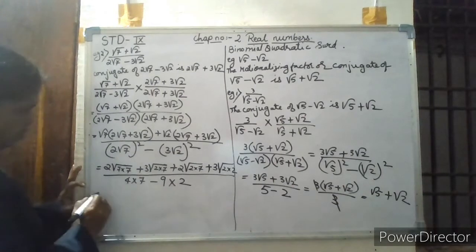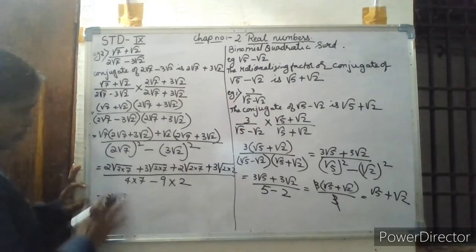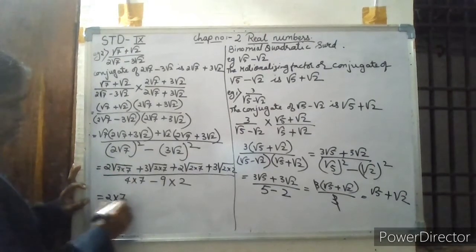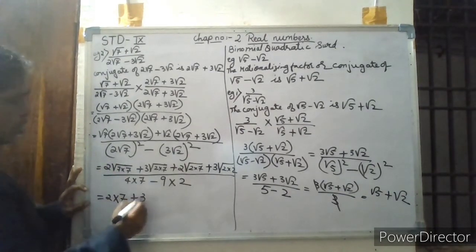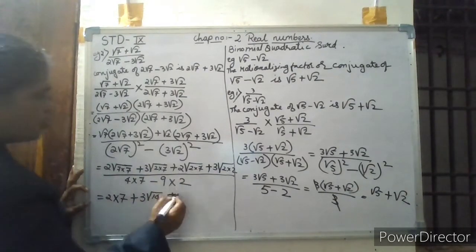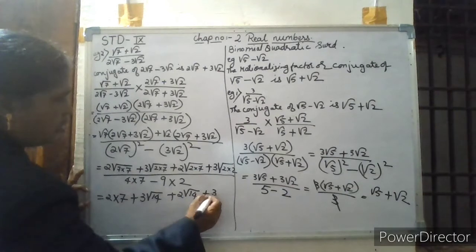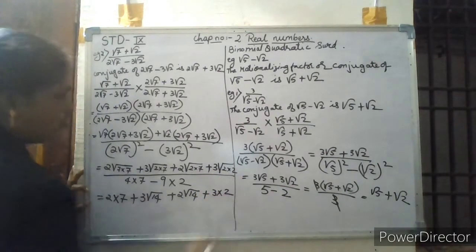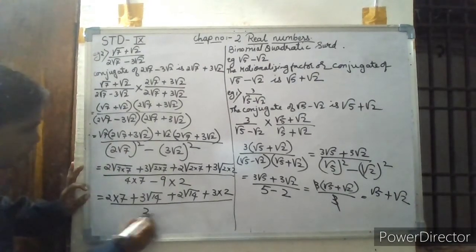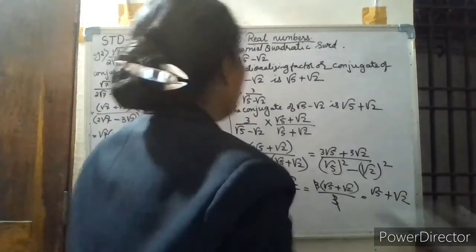So this is equal to, now it is 2 into 7 into 7 will come out as only 7, plus 3 into root of 2 sevens are 14, then plus 2 into root of 2 sevens are 14, plus 3 into root of 2 into 2 will come out as only 2. This is upon the whole thing, upon 4 sevens are 28 minus 9 twos are 18. Now the next step I'll have to rub this.